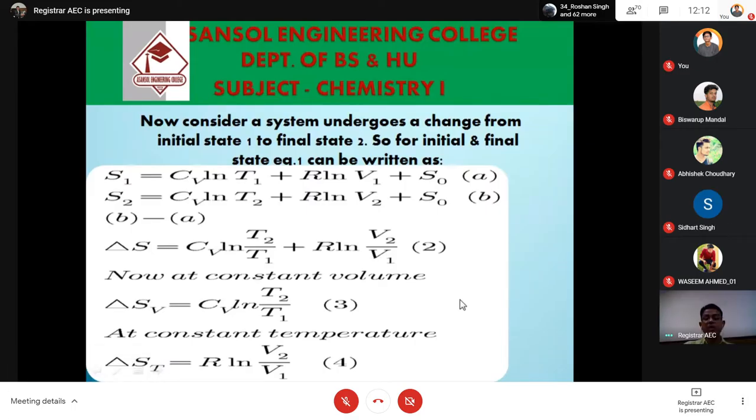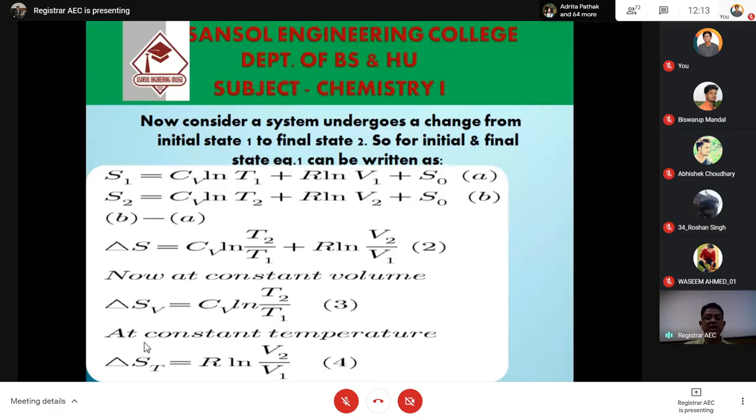Now at constant volume, there is no change of volume, so V1 is equal to V2. Then V2 by V1 is 1, and ln 1 is equal to 0, so R ln V2 by V1 is 0. So at constant volume, del S is equal to Cv ln T2 by T1. At constant temperature, T2 by T1 is equal to 1, ln 1 is equal to 0, so del S is equal to R ln V2 by V1.